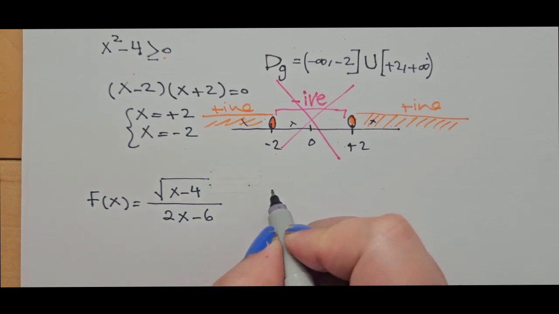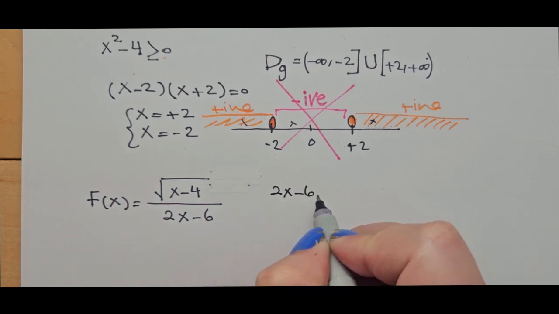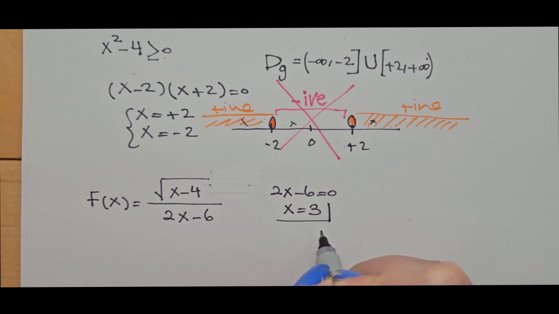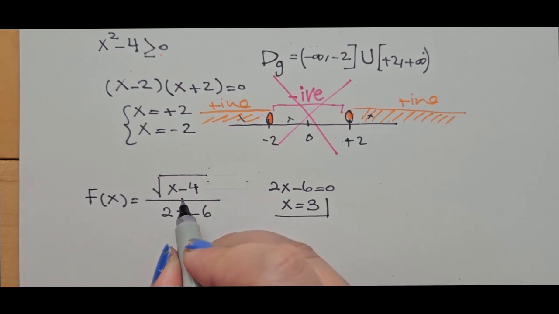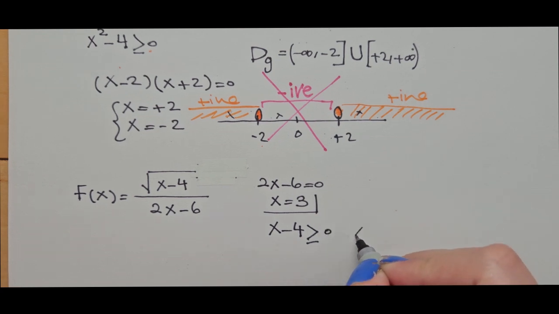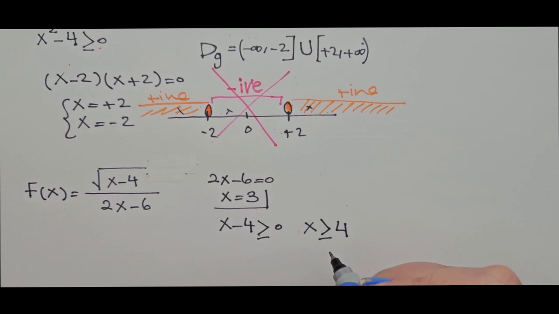First of all, our denominator should not be 0. So we have to find the values which make it 0 and exclude them. So this is a value which is troublesome. Another limitation comes from the square root, which is x minus 4 must be greater than or equal to 0. So x must be greater than or equal to 4.